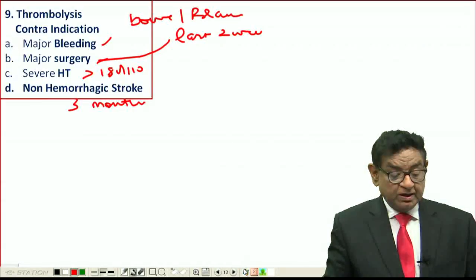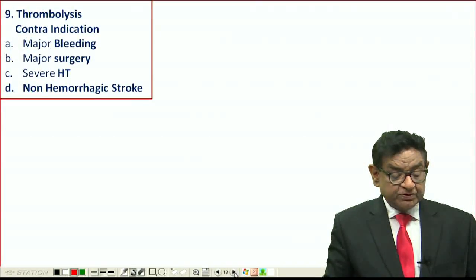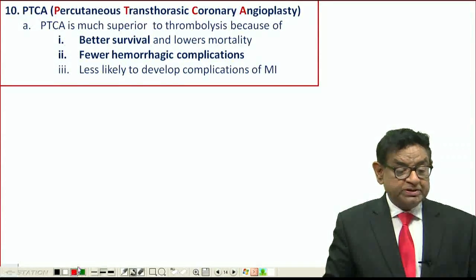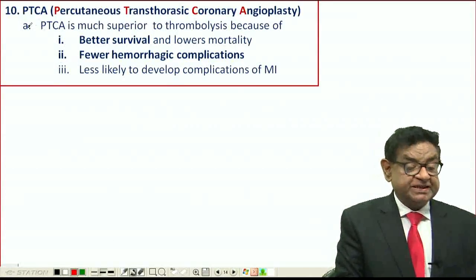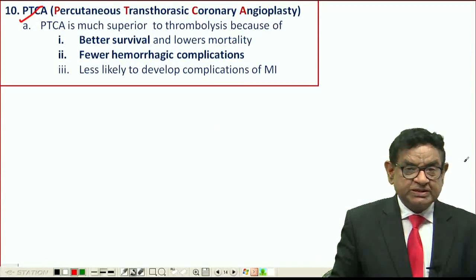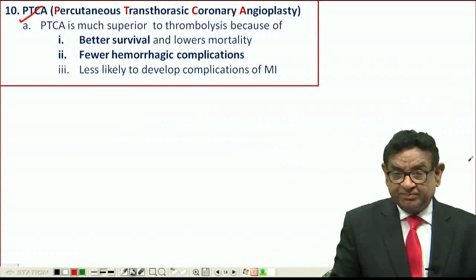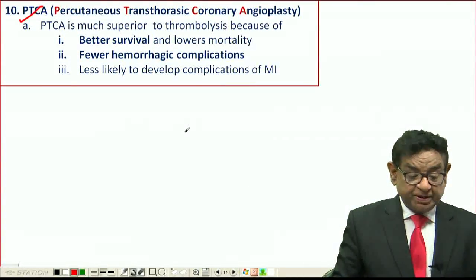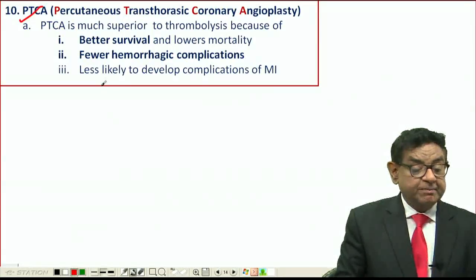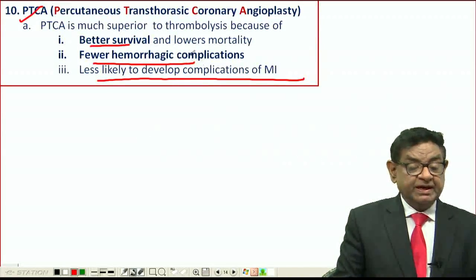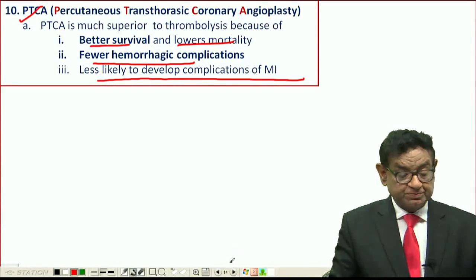Okay. The second way of reperfusion is PTCA. Now, if both facilities are there, PTCA is definitely better than thrombolysis. Thrombolysis is done in those centers where there is no facility for PTCA. PTCA is superior to thrombolysis for the following reasons: better survival, fewer complications, less likely to develop complications of MI also, and it reduces mortality also.